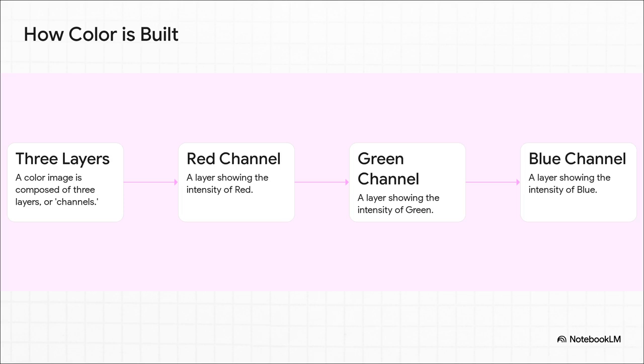Now this is where it gets really cool, the way color is built. A computer doesn't actually see purple. No way. What it sees is a specific amount of red, a certain amount of green, and a particular amount of blue, all in the exact same spot. It's almost like having three separate black and white images, one showing just the intensity of red, another for green, and a third for blue, all stacked right on top of each other.